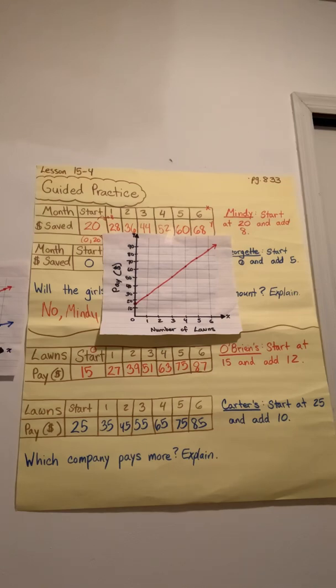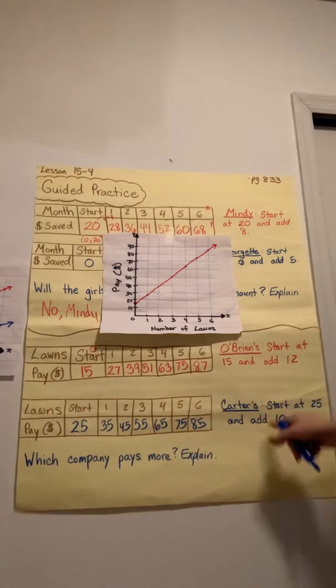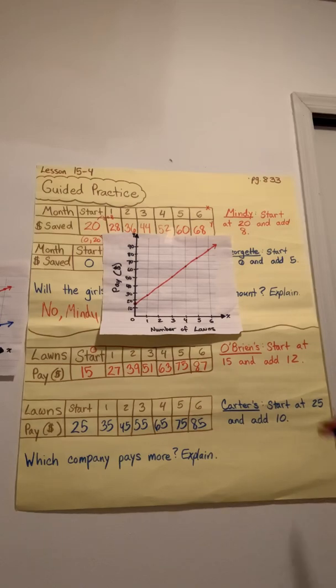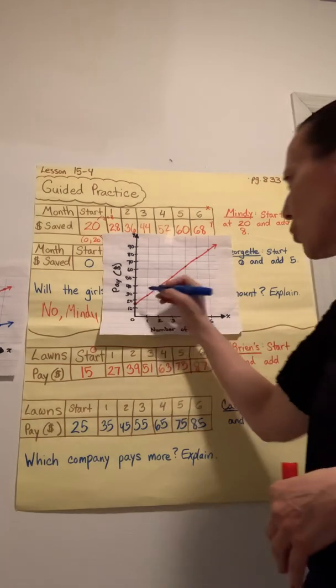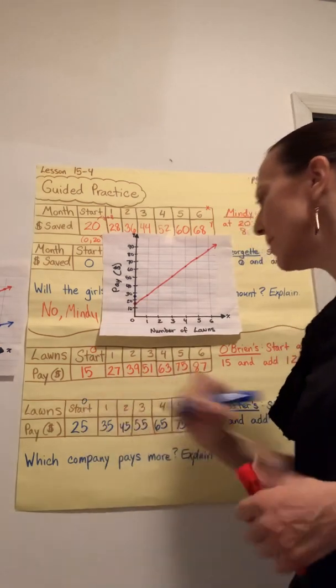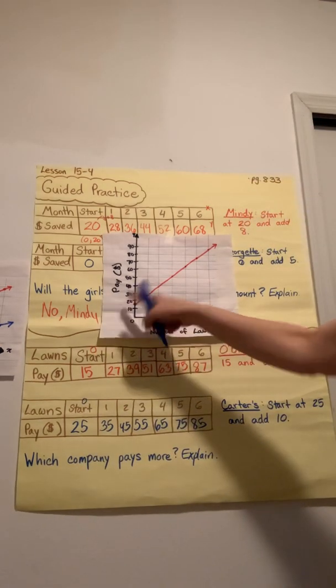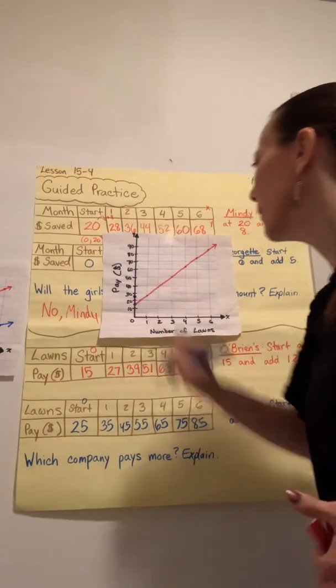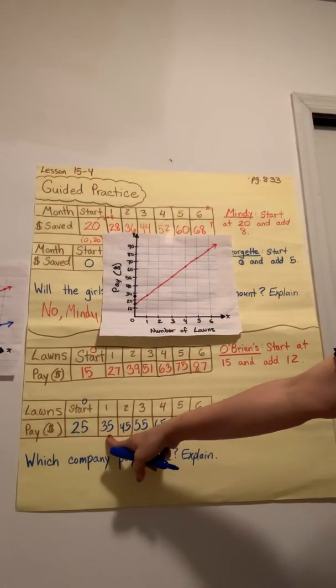And now I can do the same thing for Carter's so that I can compare them. So here's Carter's starting at 25. So here's my start, 0, 25 is my ordered pair. I'm starting right here. Okay. But then I'm adding 10 each time.